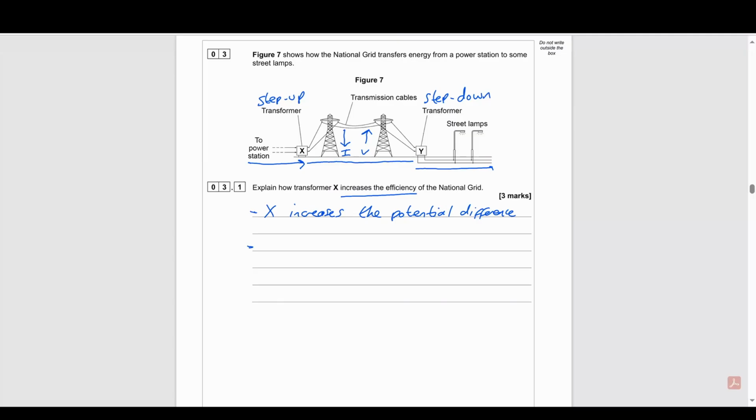So there's our second point we mentioned. It allows the current to be decreased. And then that causes less power dissipated from the transmission cables.